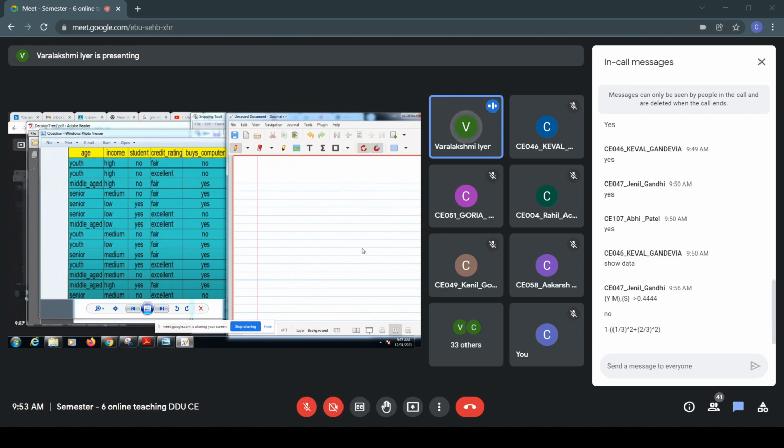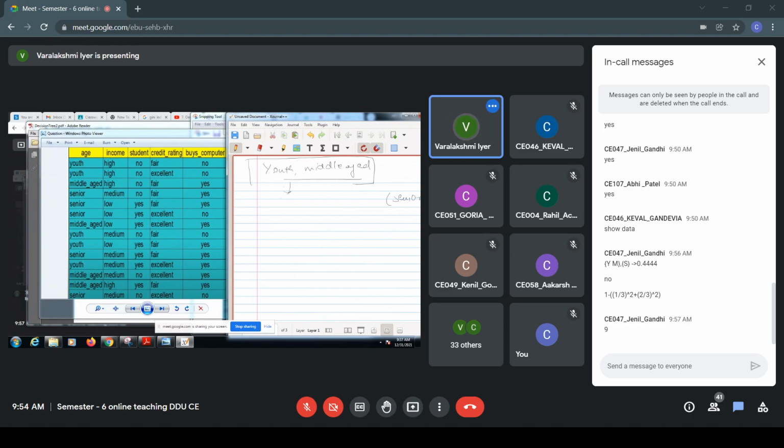So see how we are supposed to do it, let me tell you. Youth and middle aged, and the second is senior, right? You have to check for youth and middle age how many total tuples there are. There are total 9 tuples for youth and middle age, and for senior there will be 5. So this will be a data set D1, this will be a data set D2, because we'll be splitting on income like this, right?